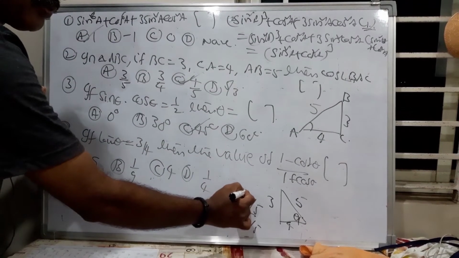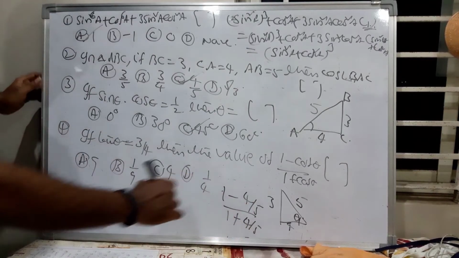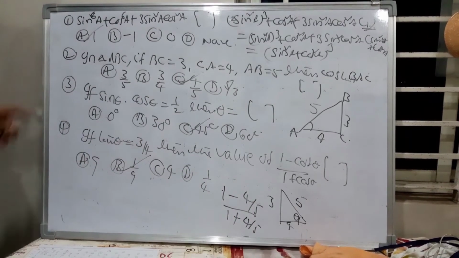5 ones are 5 minus 1. 1 by 5 by 9 by 5 means 1 by 9. Therefore the option is 1 by 9.